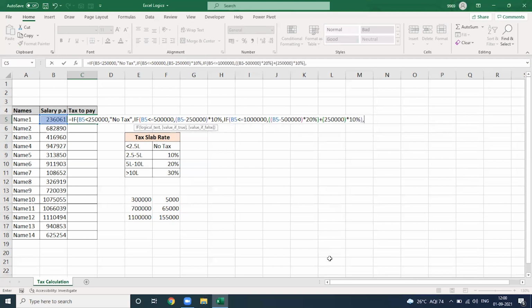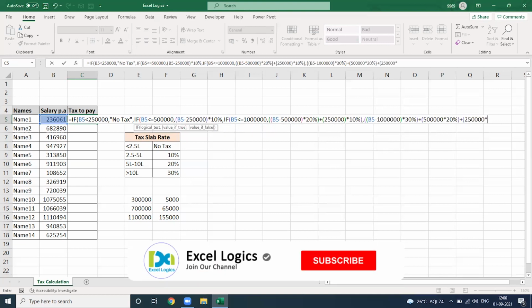Otherwise, if a person is earning greater than 10 lakh, no need to write a condition. We can directly perform a calculation here for the last statement. Remove 10 lakh, and for the remaining amount, he pays 30%. Plus again in this 10 lakh, for 5 lakh, he should pay 20%, and for the remaining 2,50,000, 10%.